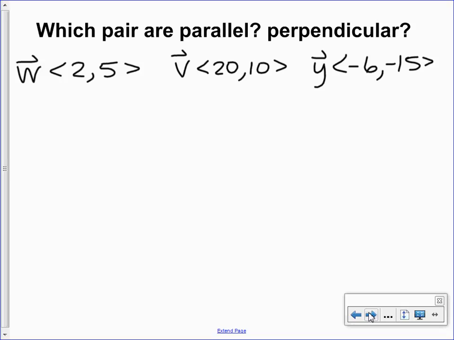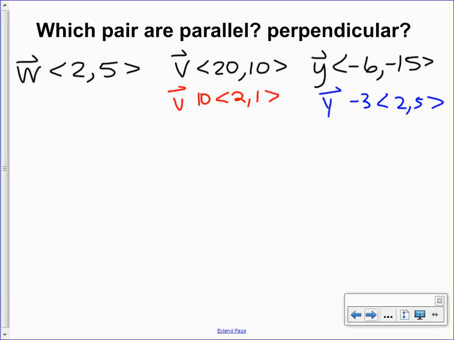Parallel, perpendicular, neither. Here are 3 of them. Parallel for our 15th year. Any scalars? B and Y, let's see. B has a scalar of 10, so it's 2 and 1, right? And then Y has a scalar of negative 3, 2 and 5. Negative 3 can be a scalar, yeah.